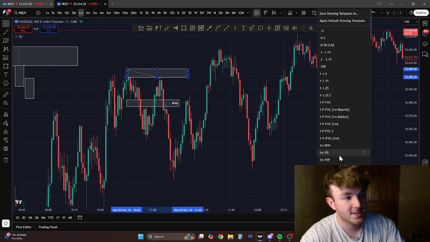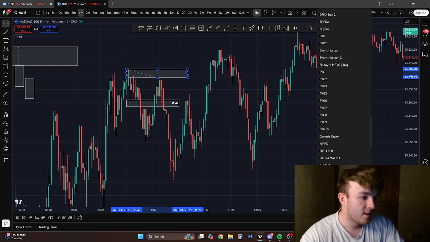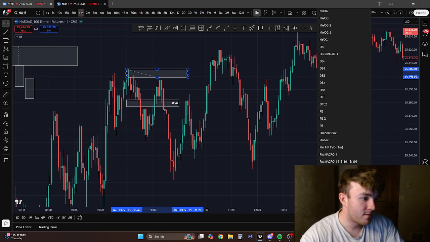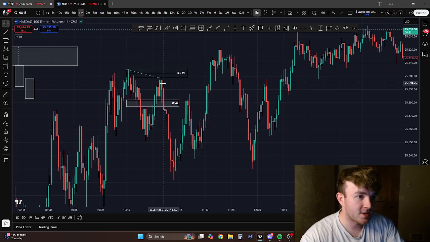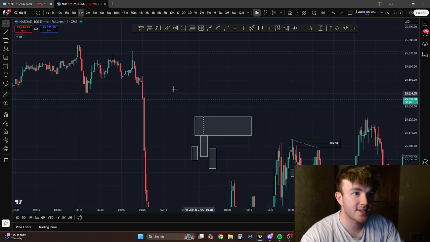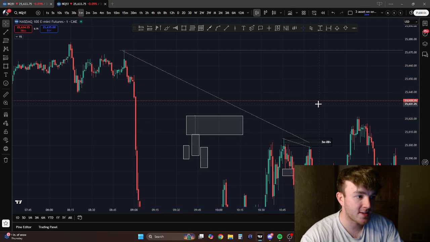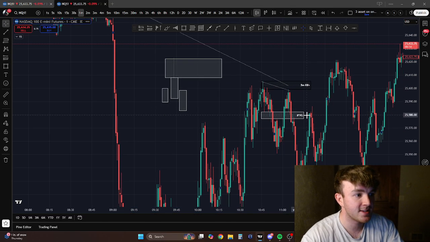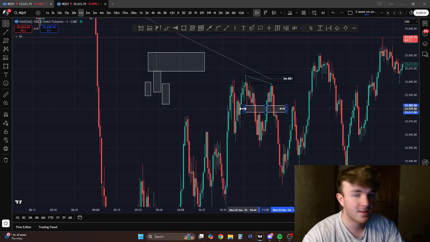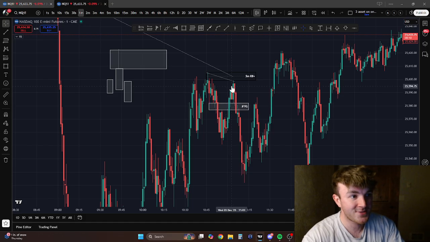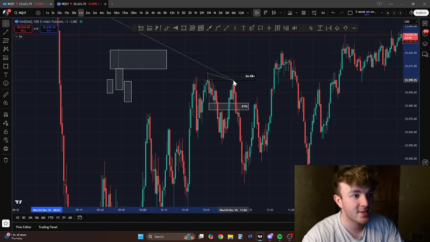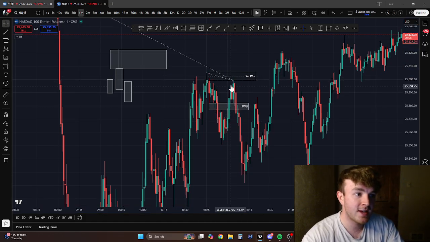We end up getting SMT with this rejection block. We have SMT with this high all the way over here, and we have SMT with this high. So stacked SMTs, and all of a sudden, this looks very scary. It looks very, very scary to take this inversion when this rejection block with stacked SMTs is right here.